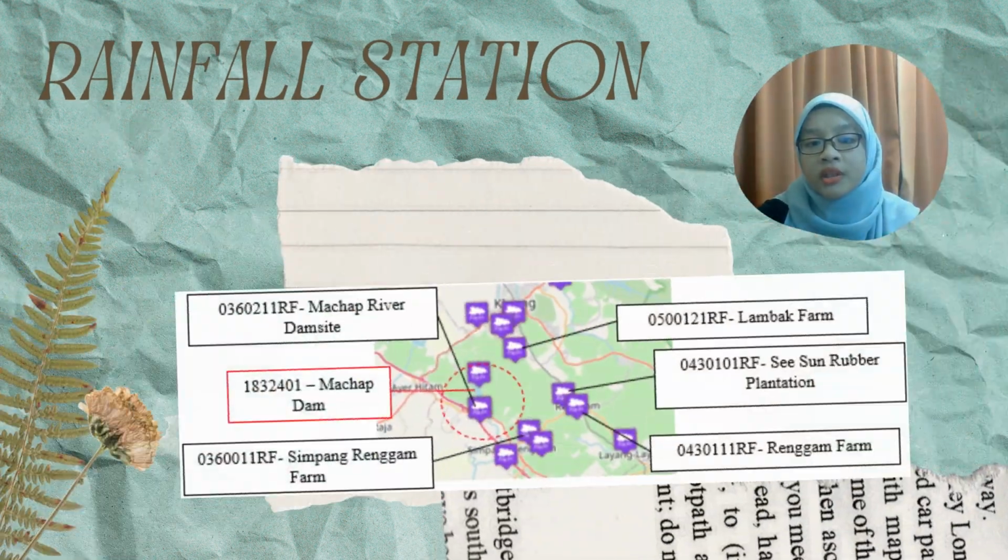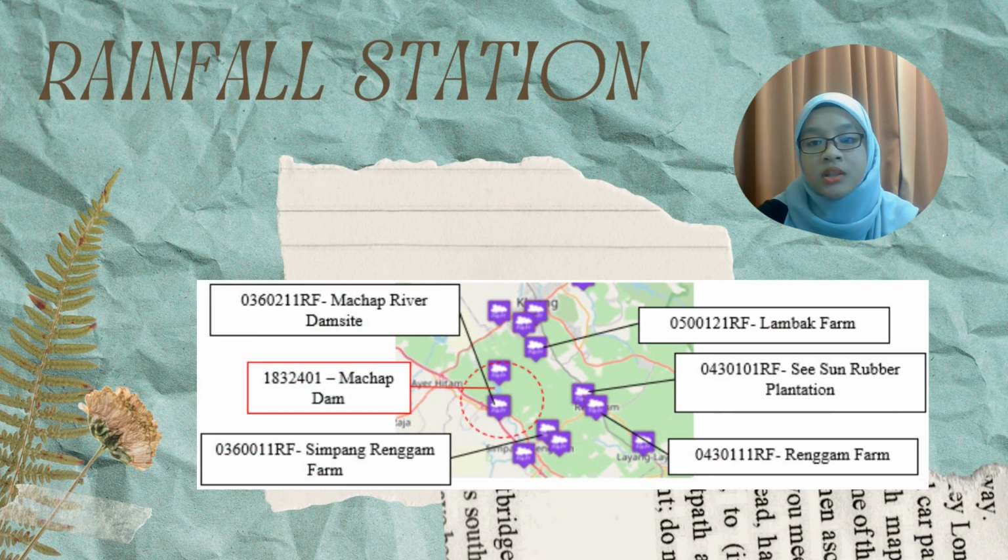Among the rainfall stations involved in the study are the nearby stations that surround Machap Dam, which are Machap River Dam Site, Lambak Farm, Rubber Plantation Sisan, Renggam Farm and Simpan Renggam.